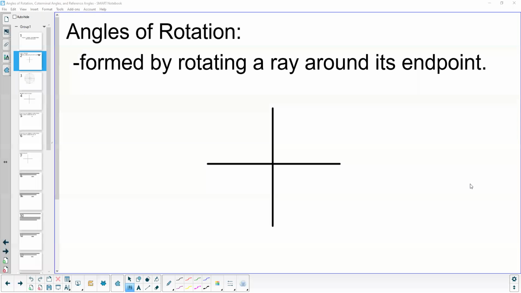Hi, this is Mrs. Kidman, and in this video, we are going to be discussing angles of rotation. So what is an angle of rotation? Well, an angle of rotation is an angle that's formed by rotating a ray around its endpoint.